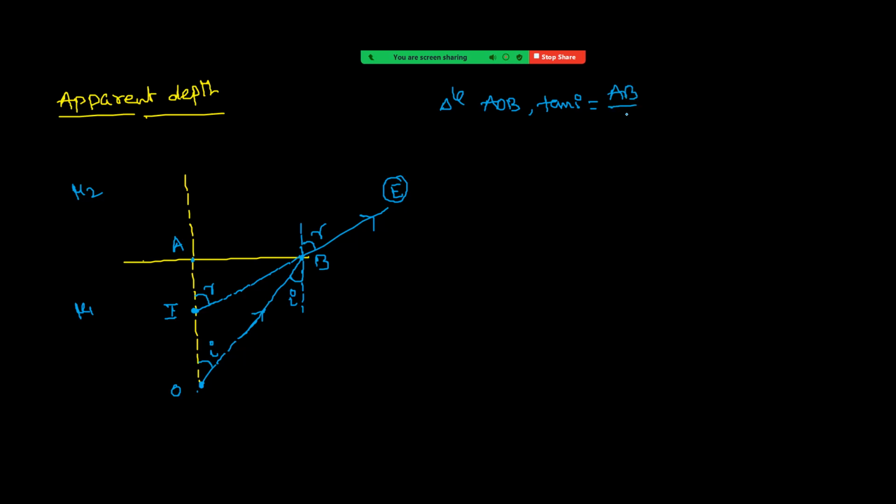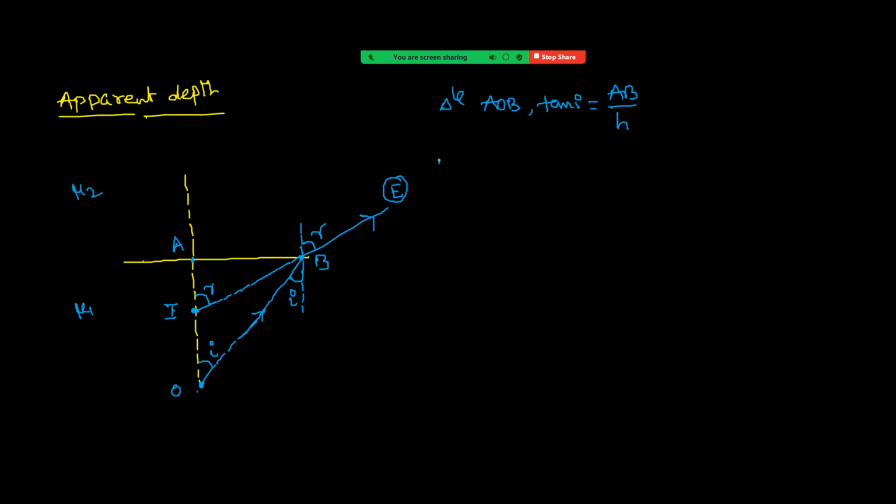AB is the height. So take it as it is, height, take it as H. Height, or you can say depth, depending on the problem. In this, it is depth. If you're taking reverse, it is height.